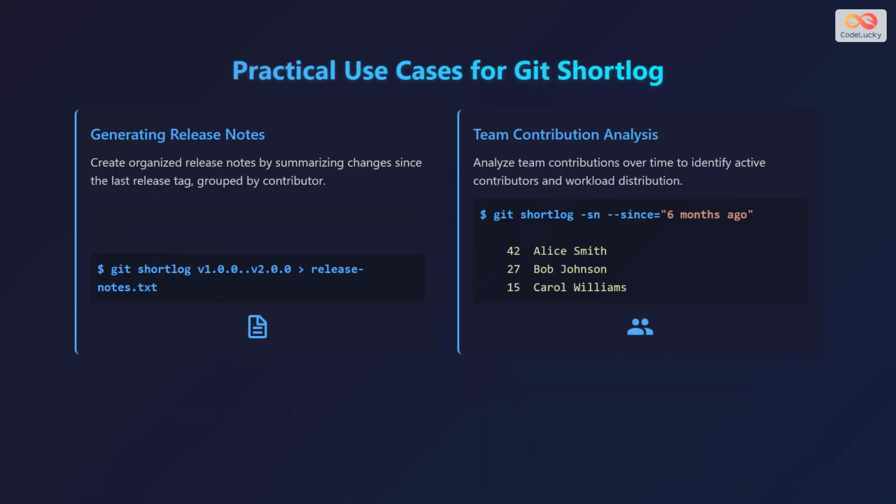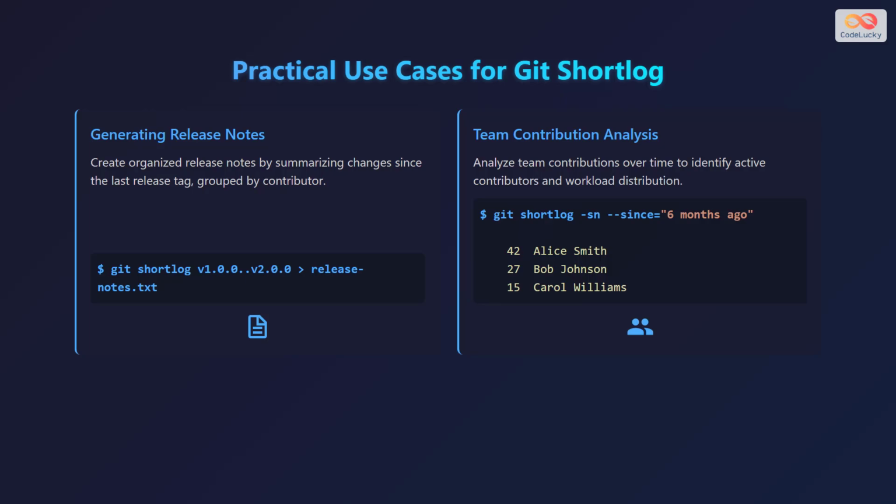Git Shortlog has several practical applications. It can be used for generating release notes. You can create organized release notes by summarizing changes since the last release tag, grouped by contributor, using the command git shortlog v1.0.0..v2.0.0 > release-notes.txt. This command creates a text file with a summary of commits between version 1.0.0 and version 2.0.0, useful for documenting changes.